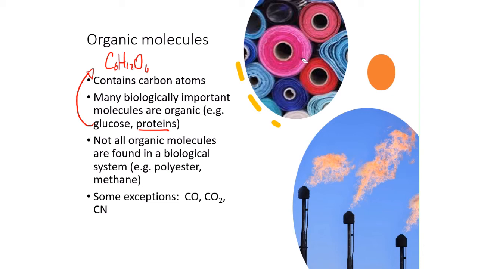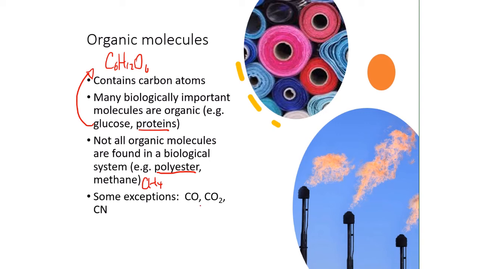Proteins are organic molecules. Not all organic molecules are found in biological systems, or at least not in high quantity. For example, our clothing is polyester. That's not something we find in the body. It's in fact a synthetic polymer. It's considered an organic molecule because it contains carbon. Methane gas is CH4. Animals make a little bit of methane gas, but there is a lot of methane gas in greenhouse emissions, for example.